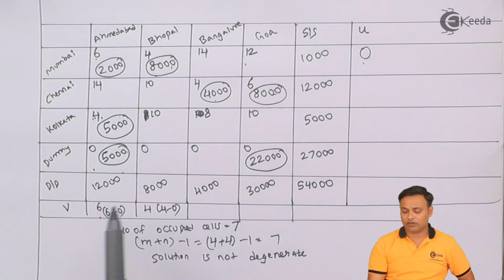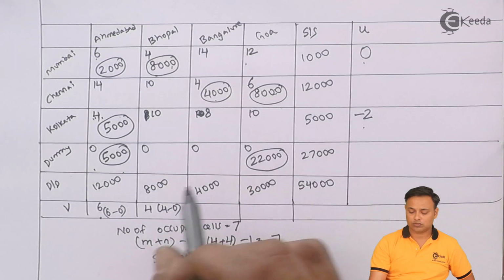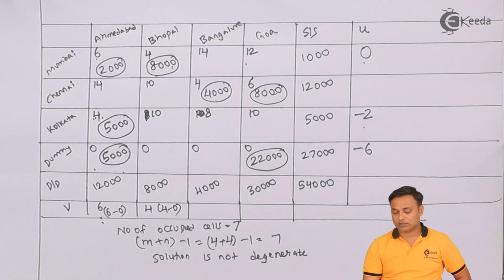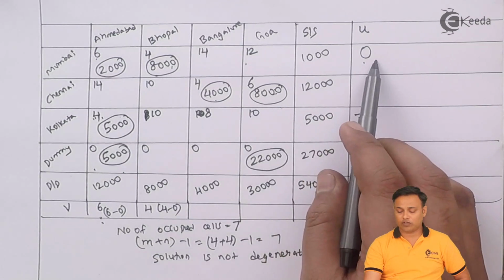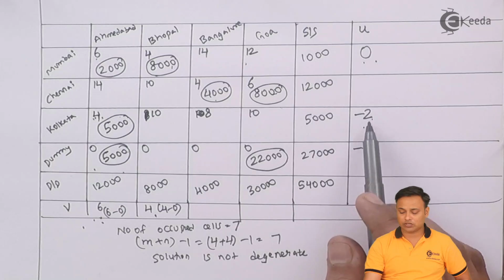Cost minus V will give me U. 4 minus 6 is minus 2. 0 minus 6 is minus 6. So by using this 0 we calculated 6 and 4. By using the 6 I calculate this 2.